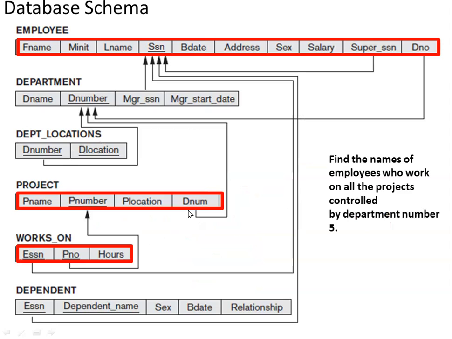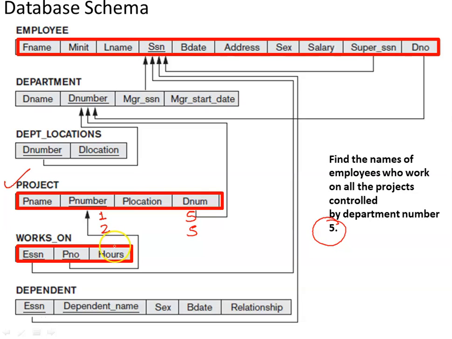We go to the database schema. So what information is given to you? You have just the department number. You have to first find out which are the projects that are controlled by department number 5. This information is available in the projects relation. Alright. So here, if you look at this table, the department number will be mentioned and the project numbers will be mentioned. Department number, project number. Right.